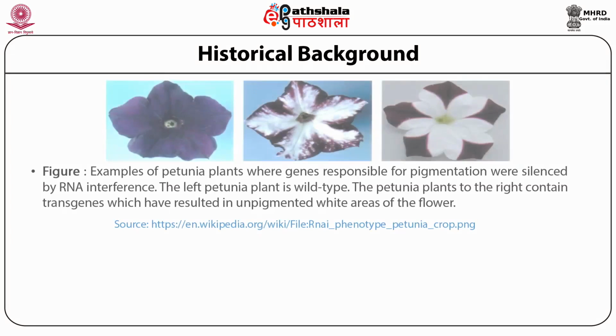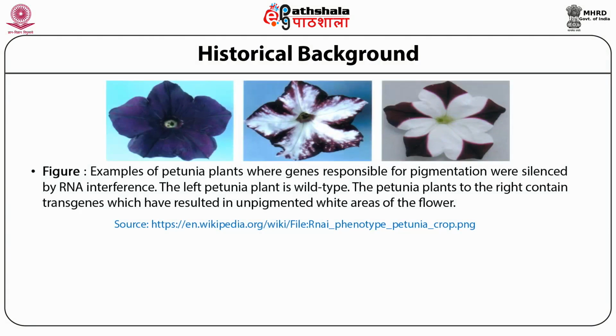Now, if you look at the diagram above, the flower on the extreme left is extremely darkly pigmented, which is the flower which is the original color. This is the petunia flower with its original pigment. The one in the middle as well as towards the right are those transgenic petunia flowers in which multiple copies of the gene chalcone synthase were given and there was inhibition of gene expression.